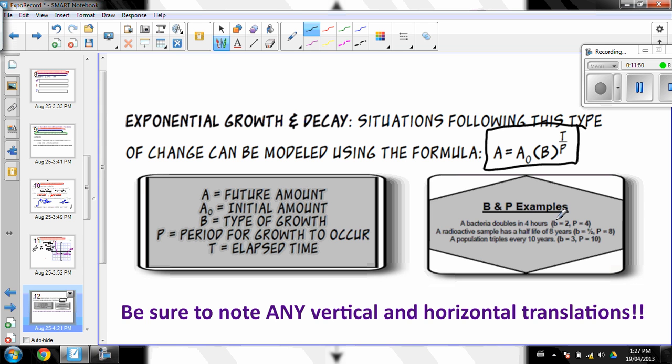Okay? So for example, if bacteria doubled in 4 hours, I would say that B is 2, P is 4. Okay, and then T is going to be in hours. So if our radioactive sample has a half-life of 8 years, my B would be 1/2, my P would be 8, and my T would be measured in years. If a population triples every 10 years, my B would be 3, my P would be 10, and my T would be in years. Now this makes writing those equations for your word problems a little bit easier.